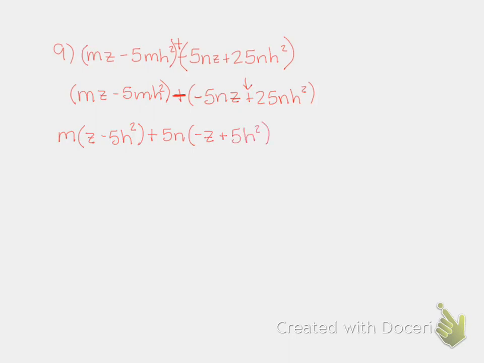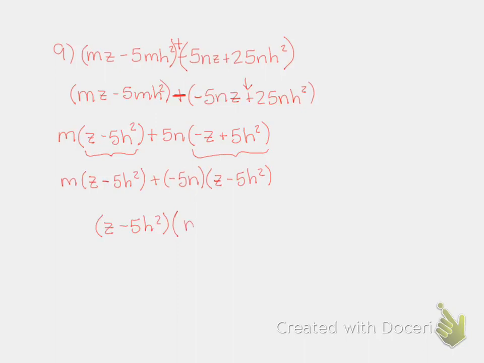Okay? So now look at these two terms. They are not the same, but they are exactly opposite. So how do we force them to be the same? This is whenever you factor out that negative. So I have m times z minus 5h squared plus the negative 5n, and that changes to z minus 5h squared.